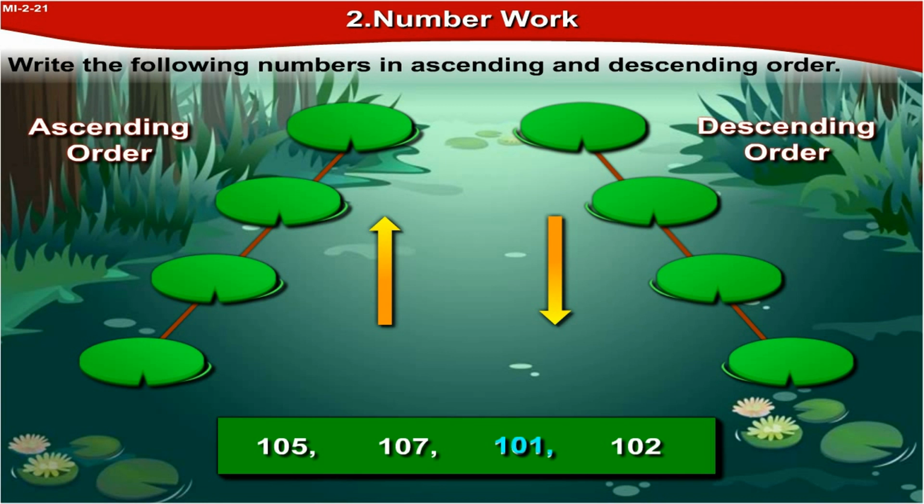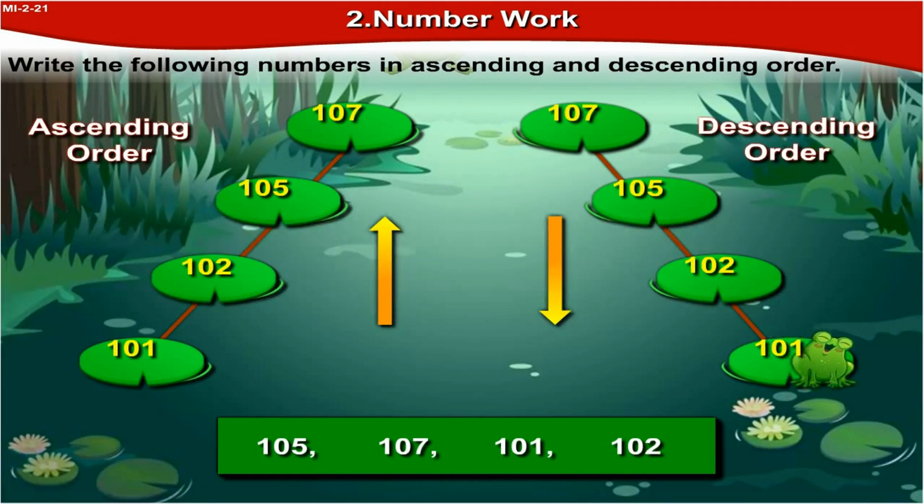Now the next set of numbers 105, 107, 101, 102. Here the smallest number is 101 and the biggest number is 107. So the ascending order would be 101, 102, 105, 107. The descending order would begin with 107, 105, 102, 101.